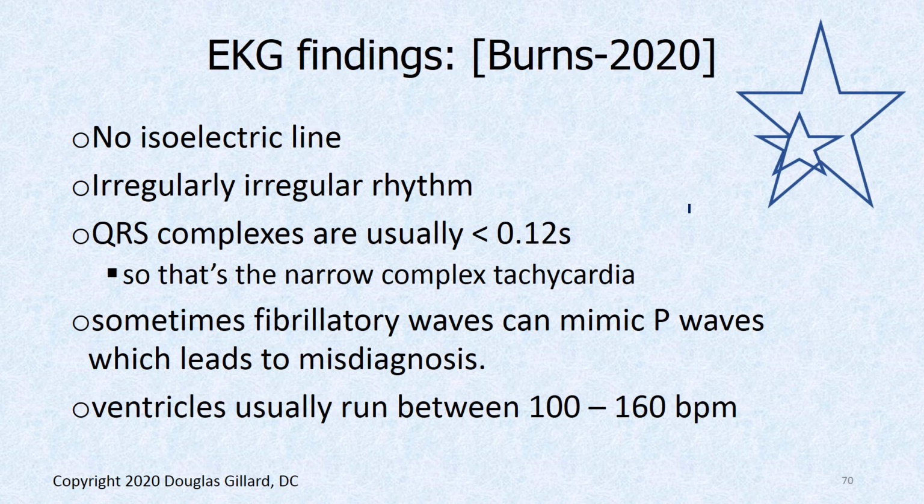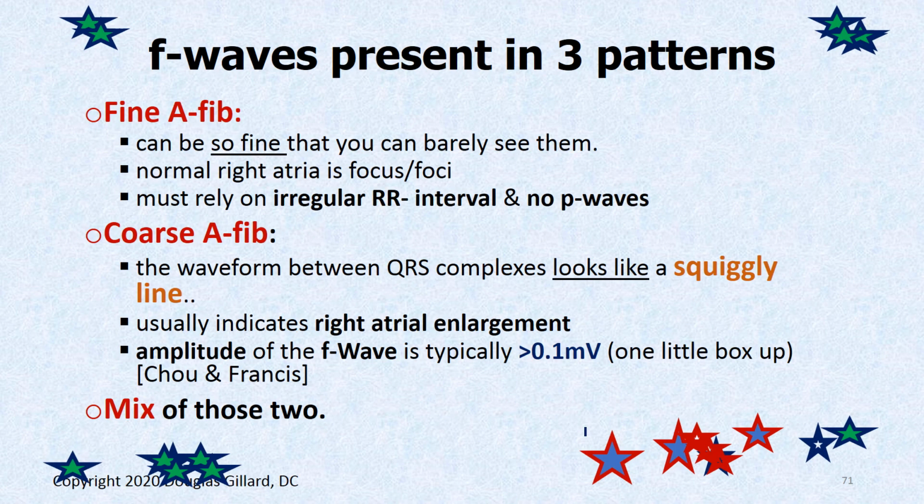More EKG findings. So there's no isoelectric line. So you can't even make out a P wave. You can't make out an isoelectric line. There's just a crazy irregular pattern. It is a narrow complex tachycardia, just like everything we've talked about so far. And sometimes the fibrillatory waves can kind of mimic a P wave. I'll show you that here in a second, which can lead to sometimes getting misdiagnosed. The ventricles usually run about 130 beats per minute with this.